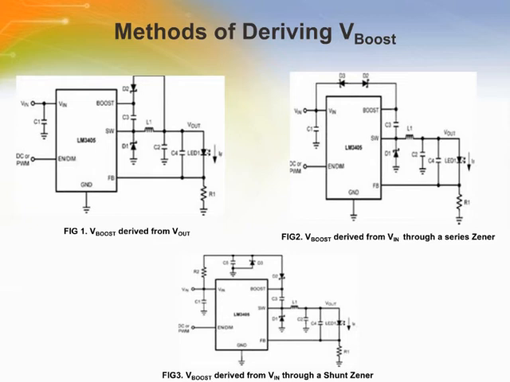When using a series Zener diode from the input, the gate drive voltage is VIN minus VD3 minus VD2 plus VD1. The fourth method, shown in Figure 3, can be used in an application which has an external low-voltage rail, VEXT. C3 can be charged through D2 from VEXT, independent of VIN and Vout voltage levels. Again, for best performance, ensure that the gate drive voltage, VEXT minus VD2 plus VD1, falls in the range of 2.5 volts to 5.5 volts.